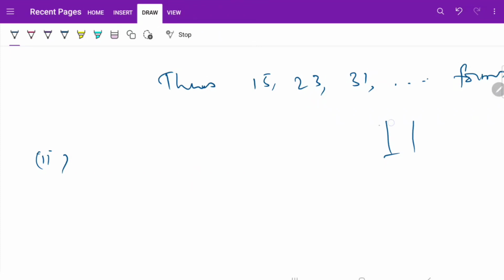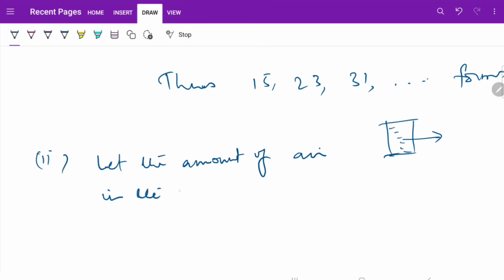Suppose we are having a cylinder here. In the cylinder, there is some air available. We don't know the volume of this air, right? We will first consider, let the amount of air in the cylinder be equal to x. Initially we are considering this as the volume x.